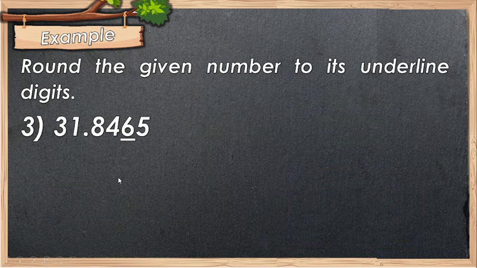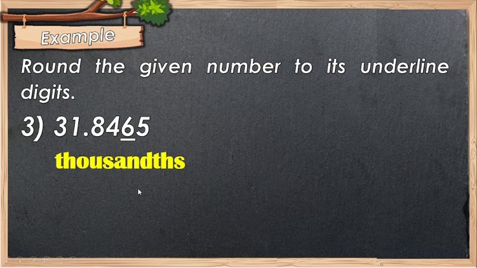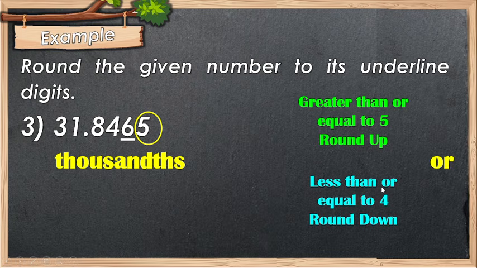Now, we have number 3, 31 and 8,465 ten thousandths. The underlined digit is in the thousandths place. So, look at the digit to the right of 6. The answer is 5. It is greater than or equal to 5, round up. So, we need to plus 1. Again, if it's round up, you need to plus 1. If it's round down, retain the original number.